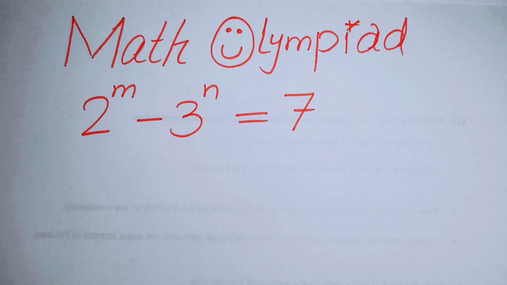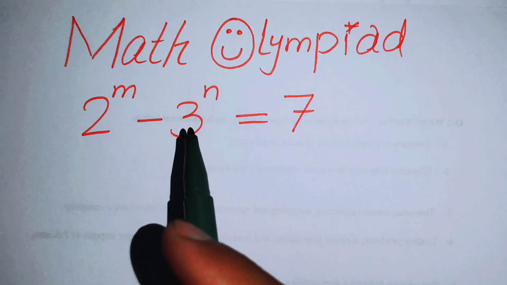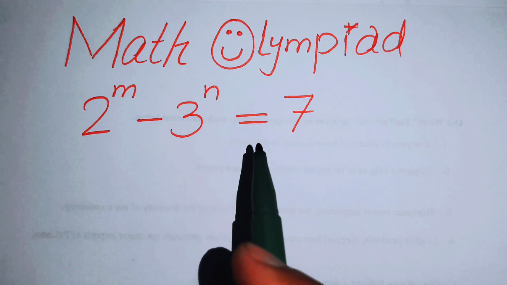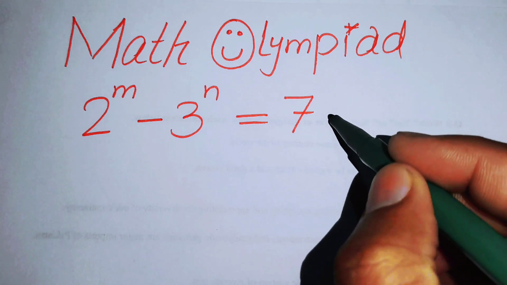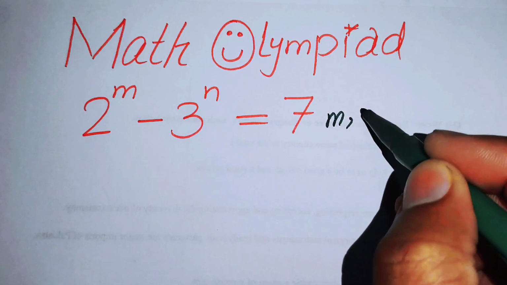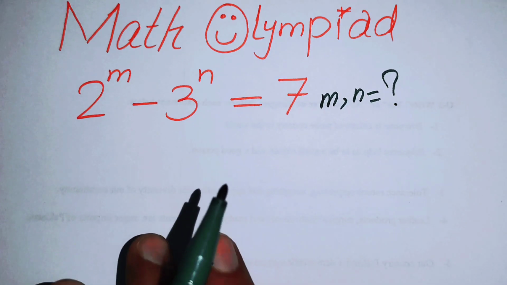In this video we are going to solve this nice algebra problem, and here we have 2 to the power of m minus 3 to the power of n is equal to 7, and we will solve this problem for the values of m and n. So now our aim is to find the values of m and n.